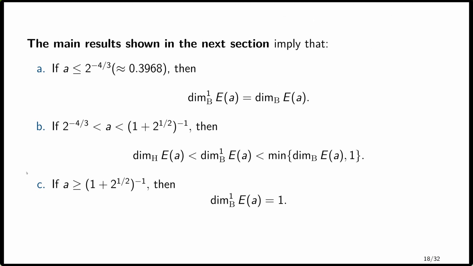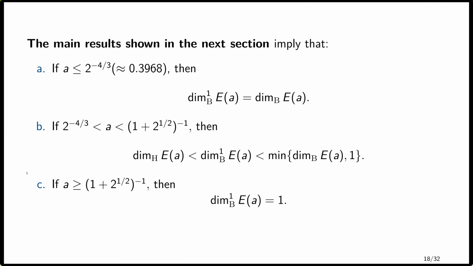And if A is almost equal to 0.3968, if A is less than this value, then the box dimension profile, that is the constant box dimension of the projection sets, is equal to this value almost everywhere. So it is equal to the box dimension of E_A. So this implies that the orthogonal projection preserves the box dimension.